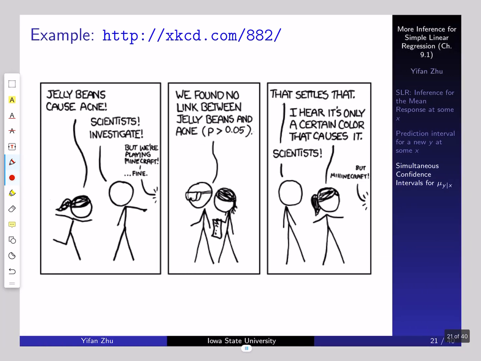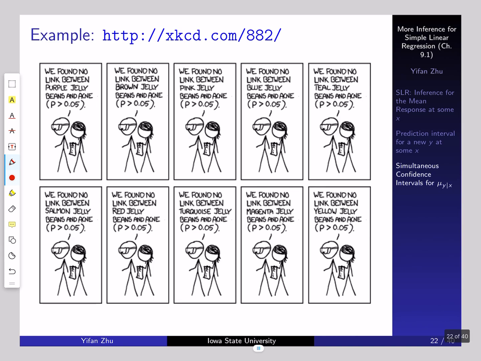And I think this cartoon explained the problem very well. So there are two persons, A and B. A said that jelly beans cause acne, and B said, scientists investigate. Then scientists do the investigation, and they said, we found no link between jelly beans and acne. The p-value is greater than 0.05. They said, that settles it. And B does not agree. She said, I hear that it's only a certain color that caused it. Then scientists do the test for a lot of colors of jelly beans. We found no link between purple jelly beans and acne. The p-value is greater than 0.05. No link between brown jelly beans and acne.